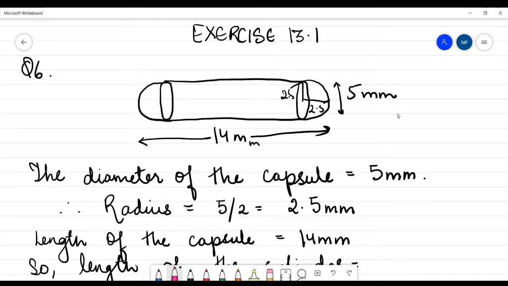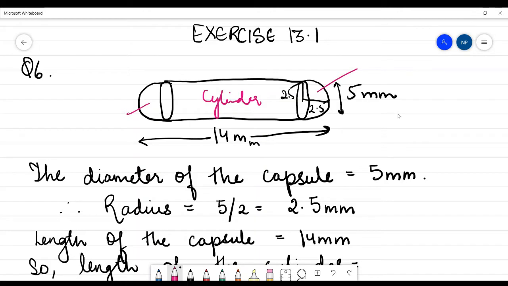It says a medicine capsule is in the shape of a cylinder with two hemispheres stuck to each of its ends. If you see the diagram, children, carefully, this is a particular capsule. This is the cylinder and attached to it are the two hemispheres. The length of the entire capsule is 14 millimeter and the diameter of the capsule is 5 millimeter.